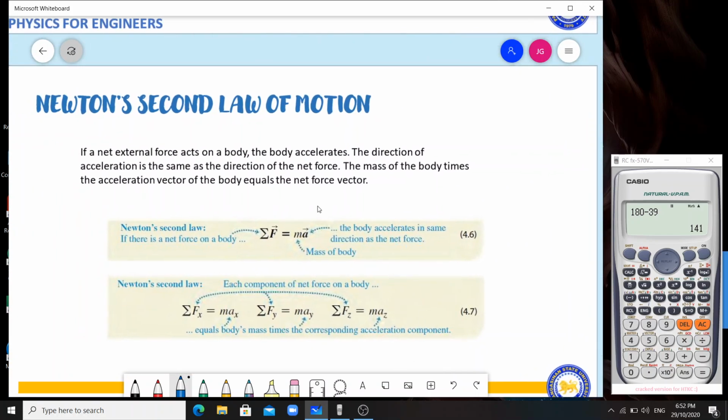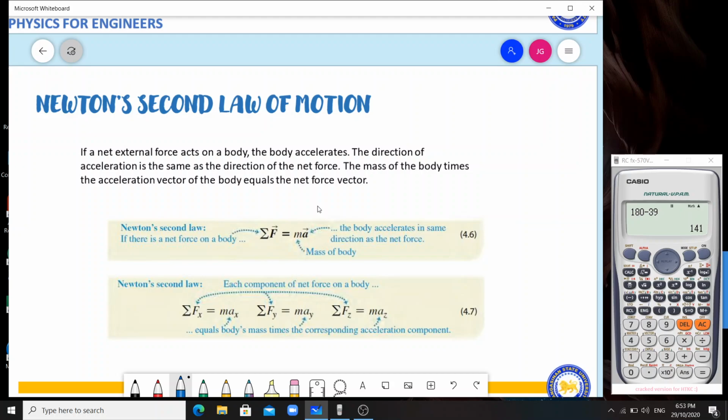Sa second law of motion naman, ito naman yung kabaliktaran. If a net force acts on a body, the body accelerates. Okay? The direction of acceleration is the same as the direction of the net force. The mass of the body times the acceleration vector of the body equals the net force vector. So, kung kanina is in equilibrium siya, in equilibrium state na kung nasa rest siya, it will remain at rest, or in motion, it will remain in constant velocity.